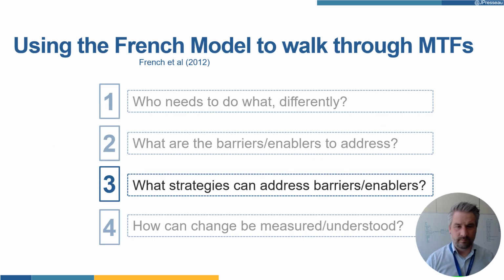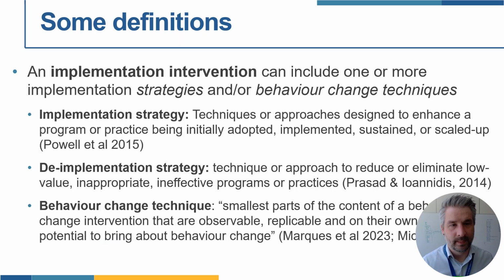So that's who needs to do what differently, what are the barriers and enablers, then how do we move to strategies to address barriers and enablers. And so this is where some definitions might be helpful. When we talk about an implementation intervention, that can include one or more implementation strategies or behavior change techniques.